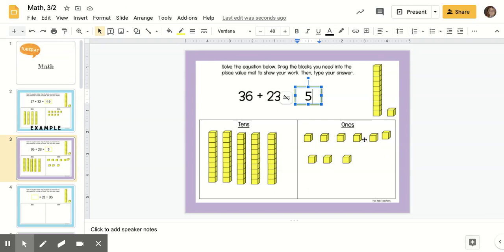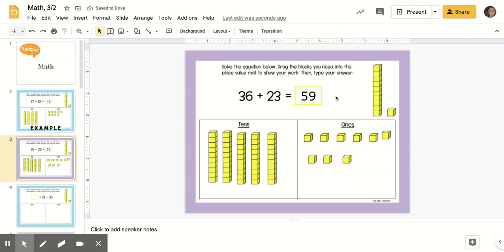I have 1, 2, 3, 4, 5, 6, 7, 8, 9. So I can click a 9. That gives me 59. I can double check with my counting. 10, 20, 30, 40, 50, 60.